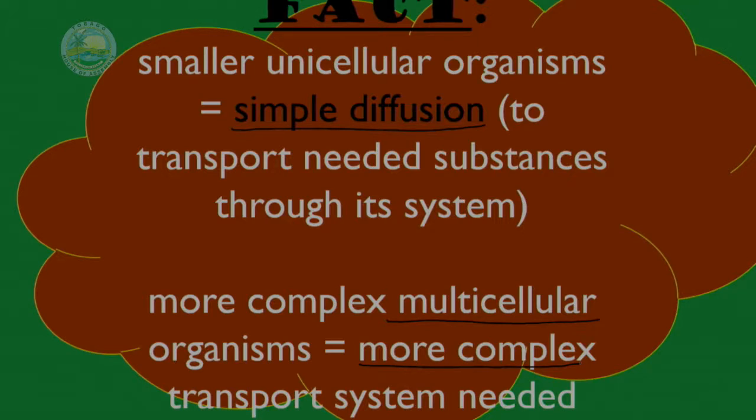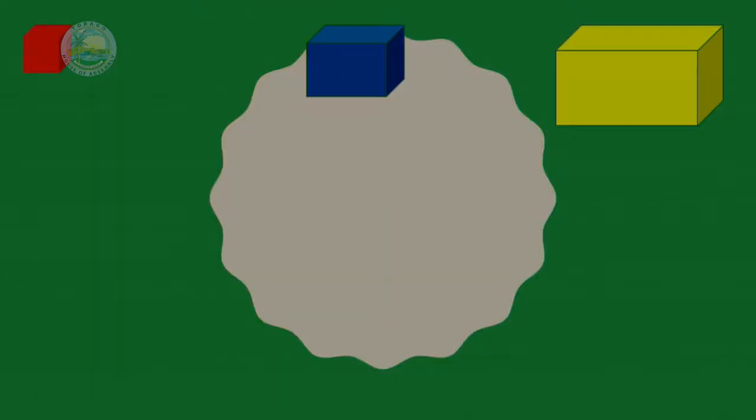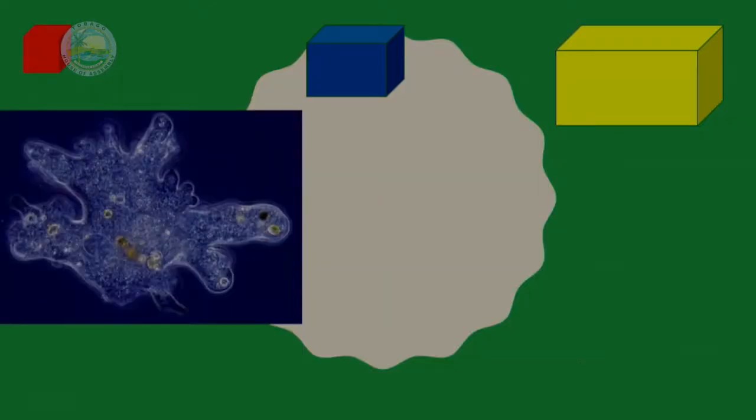So let's go over that again. The fact, which you need to know, is that smaller organisms can use simple diffusion. Large multicellular organisms like ourselves need to have a more complex system, a transport system, in order to effectively carry things around the body. So like I said, the amoeba is a unicellular organism. If you look at its surface, all of this is its total surface area here. The surface area is much larger than the amount of space on the inside. So it can simply diffuse substances through its cell membrane into the organism.